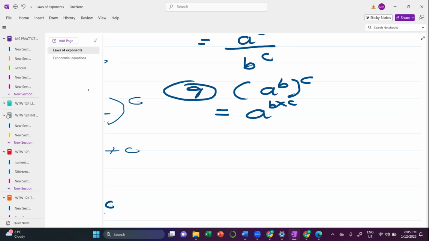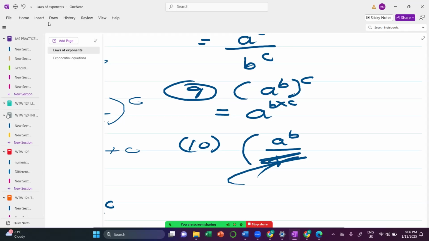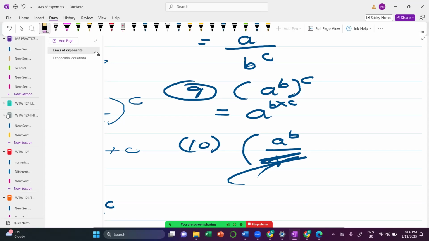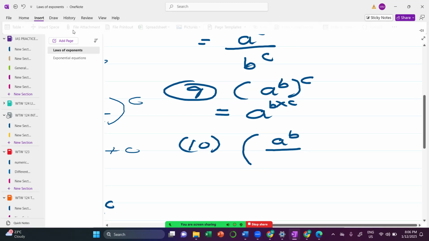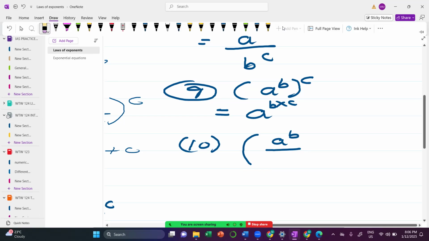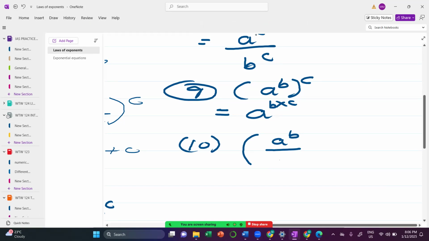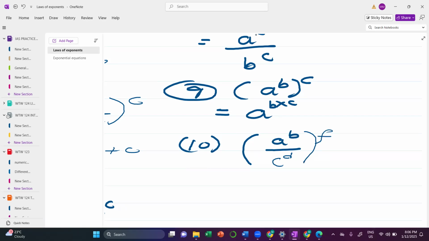So let's now go to number 10. For number 10, it's just going to be the same. I'm going to say a to the exponent of b divided by c to the exponent of d, all raised to the exponent of f. So this thing is just going to simply be equal to what?